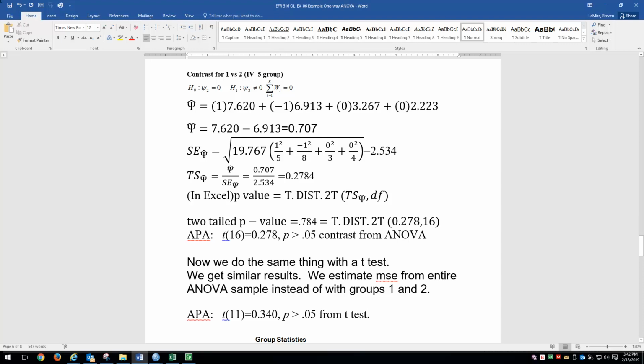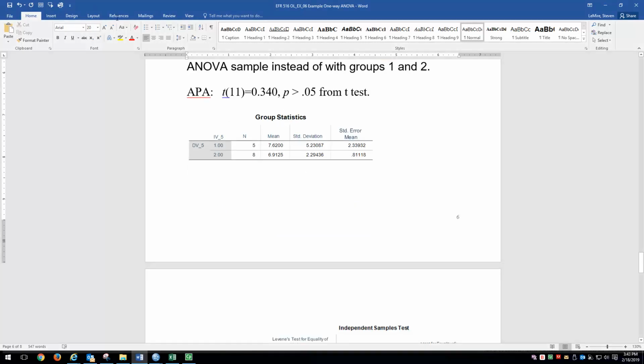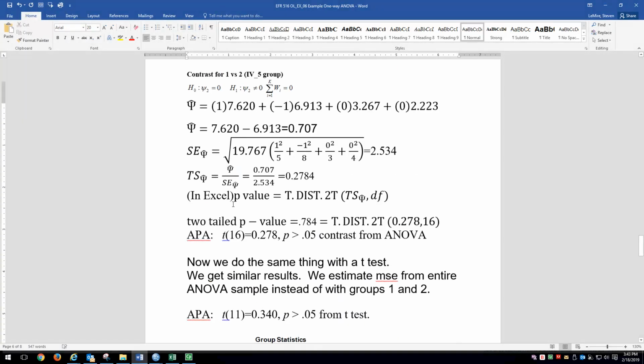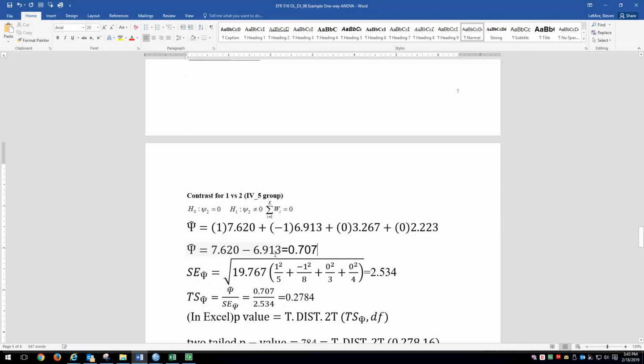Our other weights here are 0, so these numbers don't come into play. So psi hat equals 7.62 minus 6.13. Okay, and we're going to go ahead and look at our mean differences. I'm going to go find them here. Here are our means: 7.62 and 6.913. We get those from the means table for group 1 and group 2 right up here.